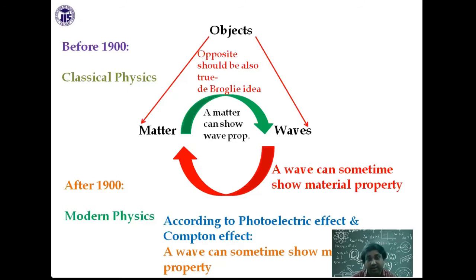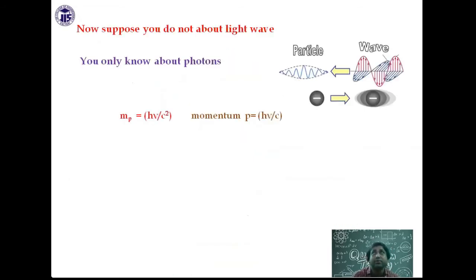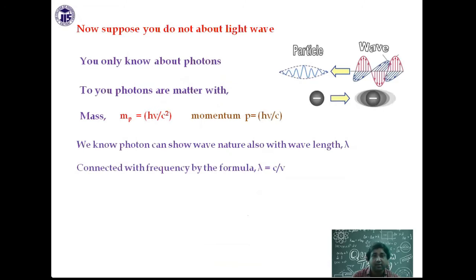Just imagine how everything came up. Wave-particle duality tells us a wave can show photonic nature, material nature. De Broglie is telling the opposite. Any matter, according to de Broglie, can show wavy nature. Actually, it will just follow the photon concept. I told you at that time also, photonic mass is h nu by c square, and photonic momentum is h nu by c.